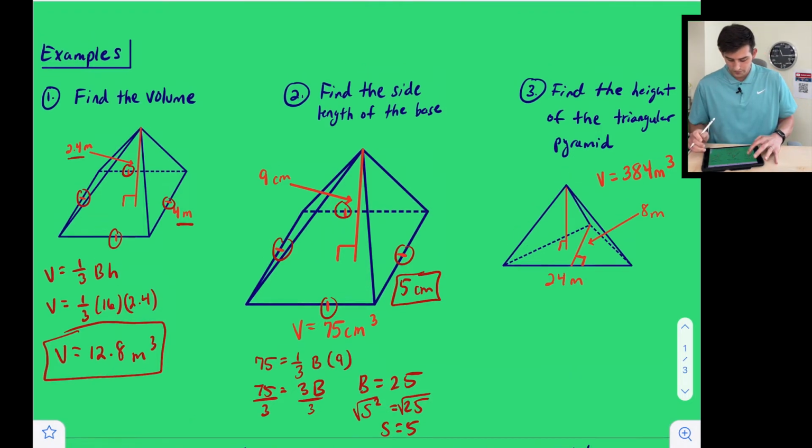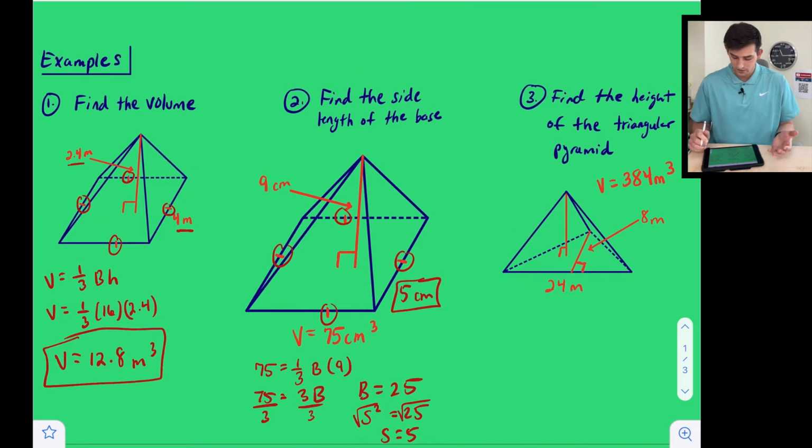All right, and for number 3, we want to find the height of the triangular pyramid. And so we are given the volume and we are given some information that we can use to calculate the area of the base. So we can go ahead and say volume 384 is equal to 1/3 times the area of the base. Now here the base of our pyramid is a triangle. So the area of the base, remember, is going to be 1/2 times the base times the height of our triangle. And then we have times the height of our pyramid, right? Which is another h, which we don't have right now. That's what we're trying to find.